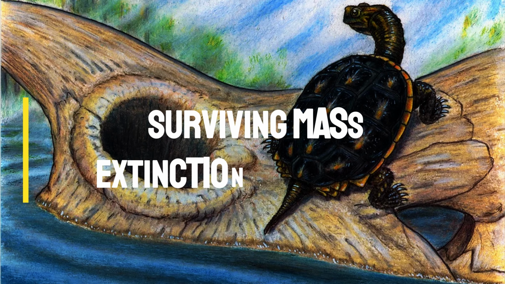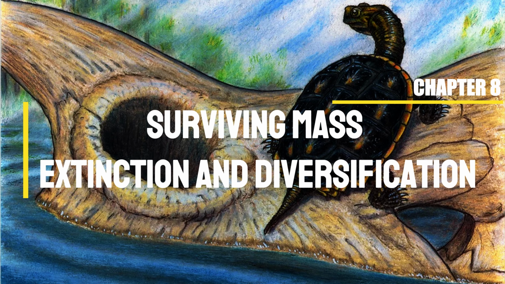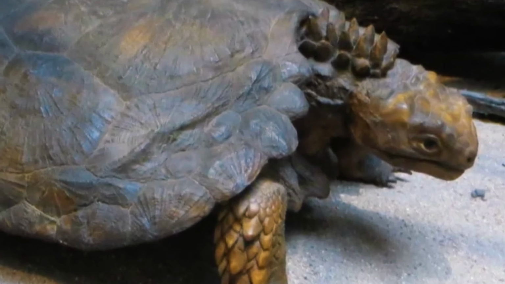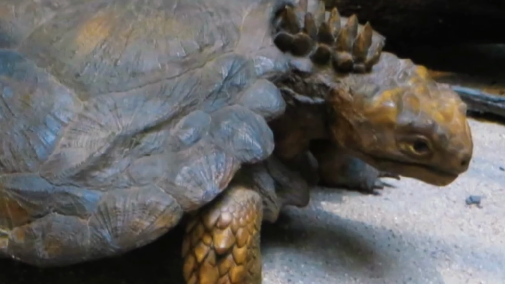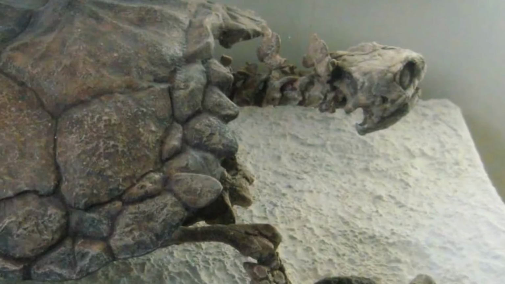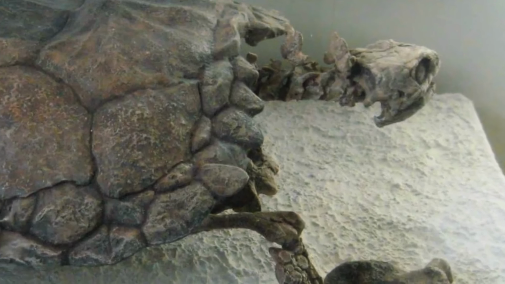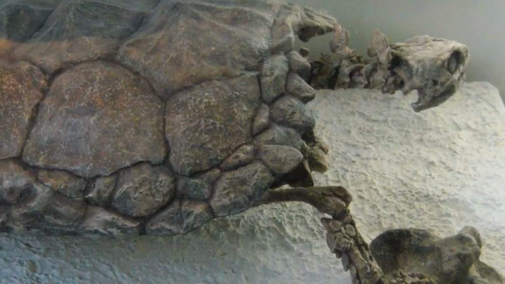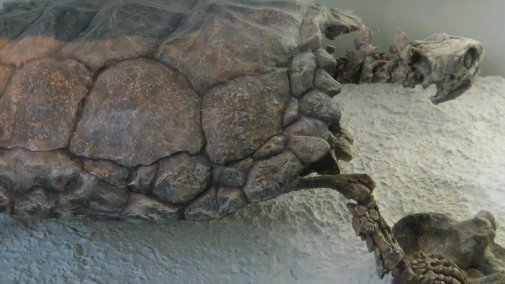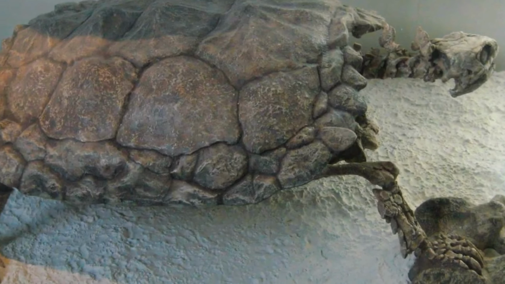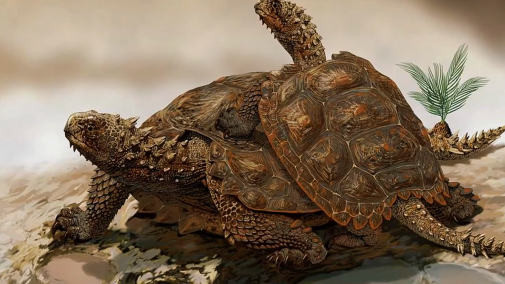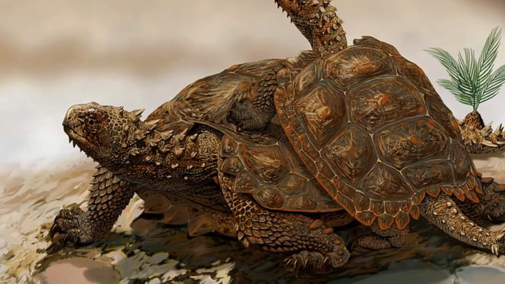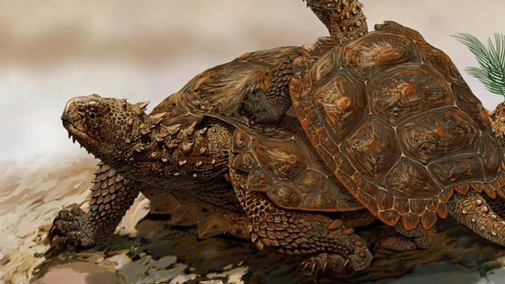Chapter 8: Surviving Mass Extinction and Diversification. The transition from the Cretaceous into the Paleogene was marked by one of Earth's greatest mass extinctions. While countless species perished, turtles, including marine forms, survived this tumultuous interval. Following the end-Cretaceous event, surviving turtle lineages diversified further in the Cenozoic, giving rise to the modern array of species known to scientists and seafarers alike.